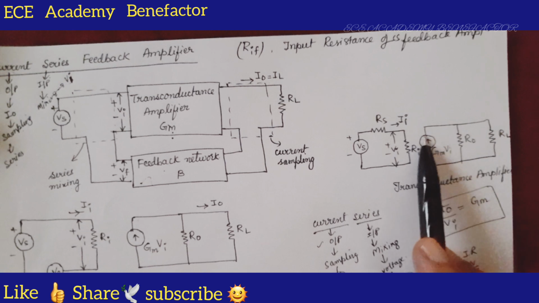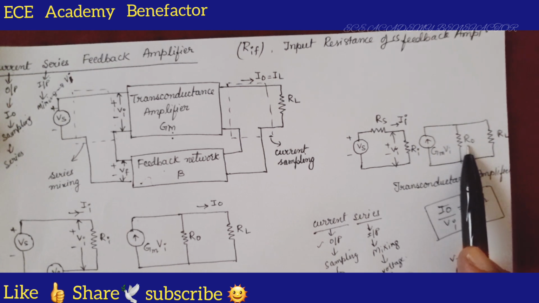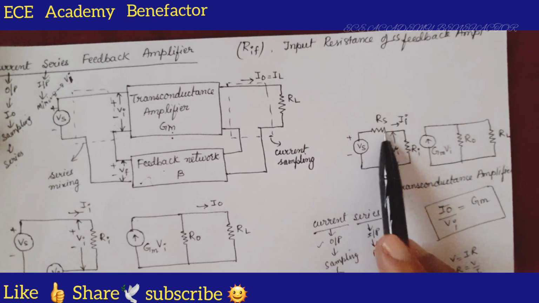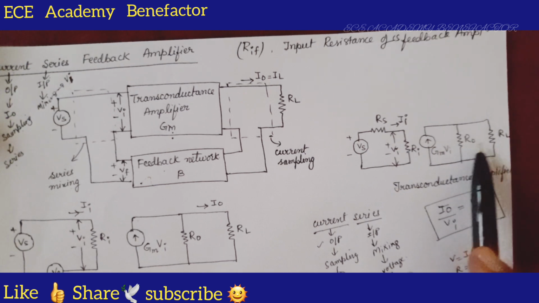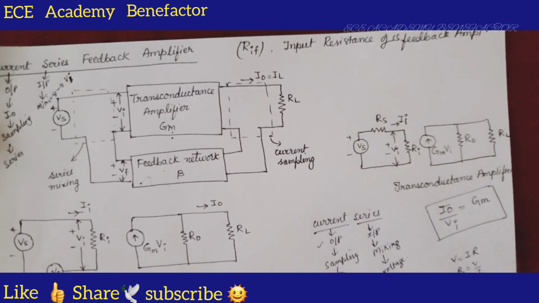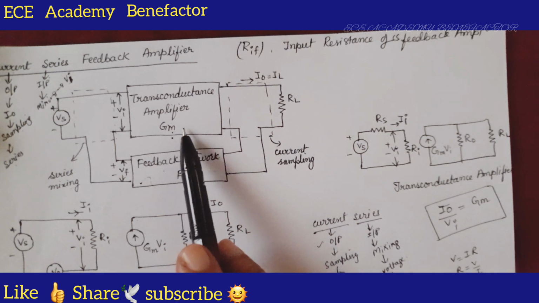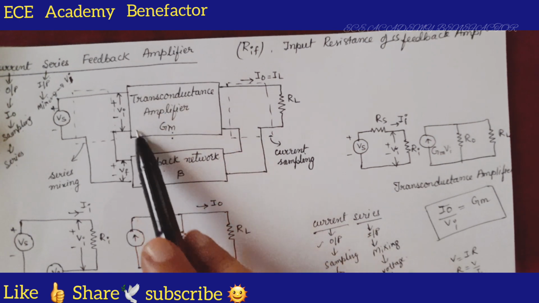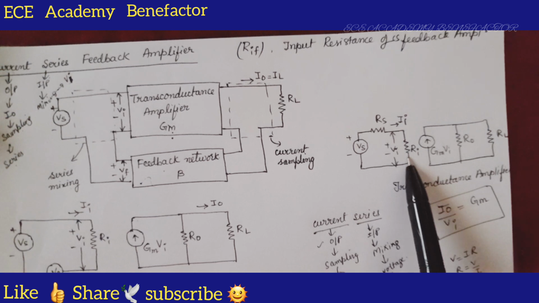GMVI: a current source means a parallel resistor, a voltage source means a series resistor. So R0 is placed and then RL. This is a transconductance amplifier. Now we need to draw this diagram. We have to replace this block by this equivalent circuit.